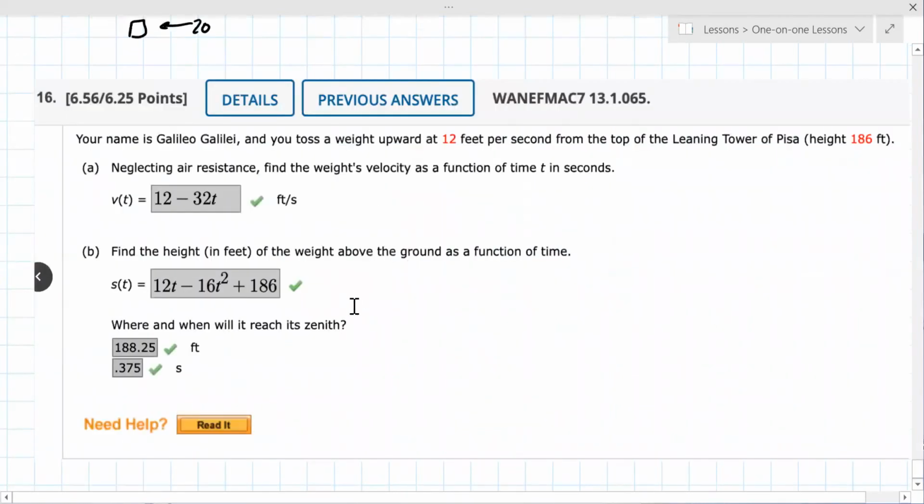Okay, and you toss a weight upward at 12 feet per second from the top of the Leaning Tower of Pisa, which has a height of 186. Okay. All right, so now it says write the function's velocity as a function of time.